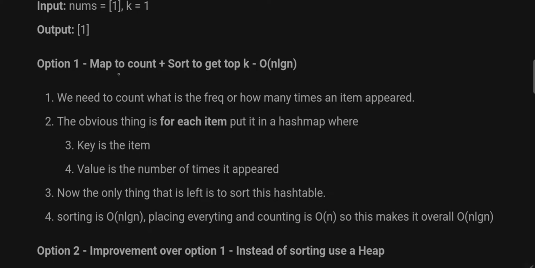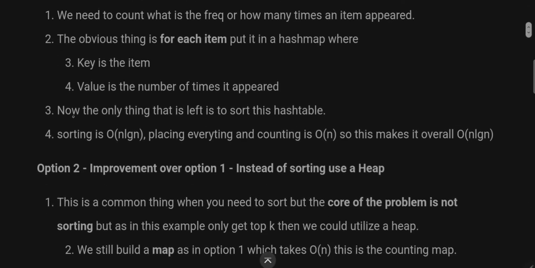Option 1, here's how to resolve this problem. Use a map where the key is the item and the value is how many times it appears. So we need to count the frequency, or how many times an item appeared. The obvious thing is for each item to put it in a hash table where the key is the item and the value is the number of times it appeared. Now the only thing that is left is to sort this hash table. Sorting is O(n log n). Placing everything in as counting is O(n), so it makes it overall O(n log n).